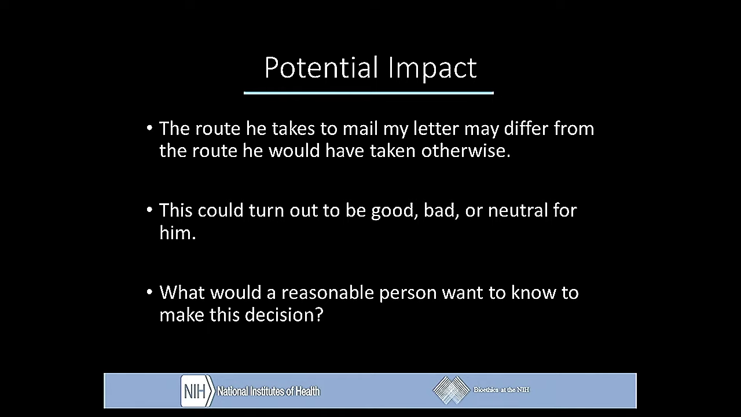The path that he takes to drop off my letter could be the path that his phone would have recommended if he had waited 3 minutes for the website to come up, or it could have been the one he just picked randomly, or it could be different. And that difference could make a difference, or it could make no difference at all in his life. So the question is, what does a reasonable person want to know to decide and make that decision?